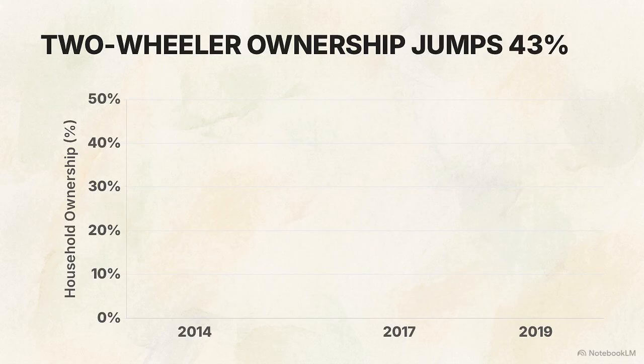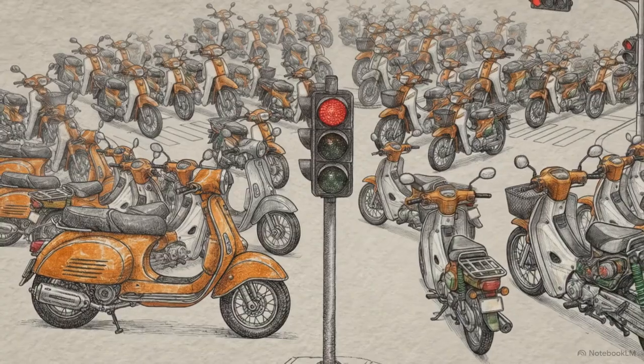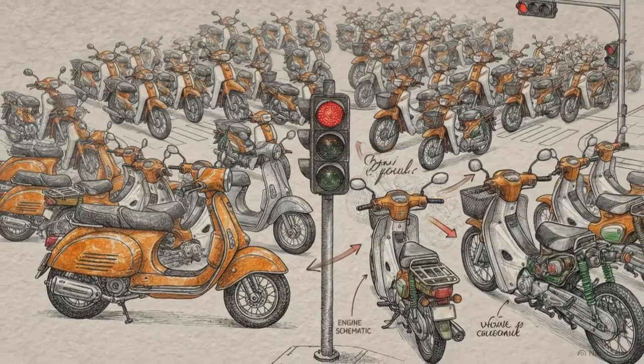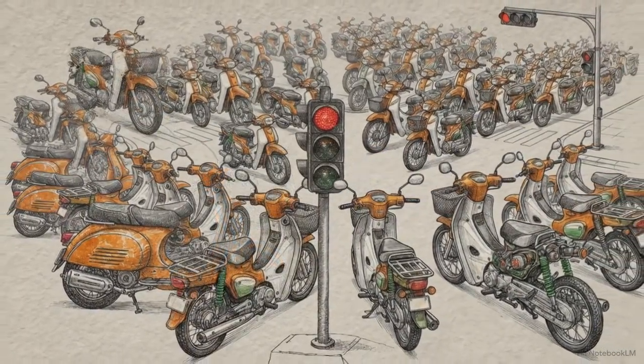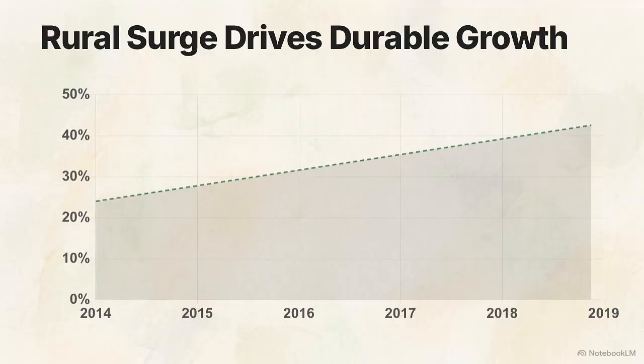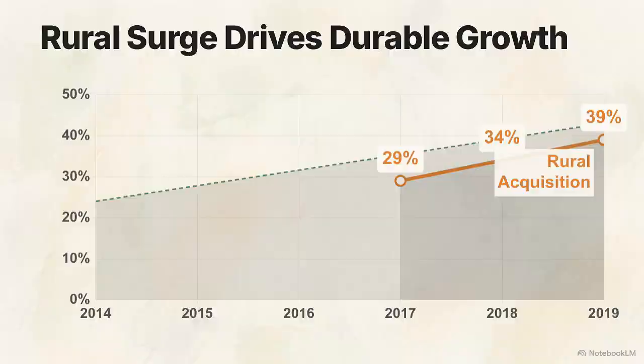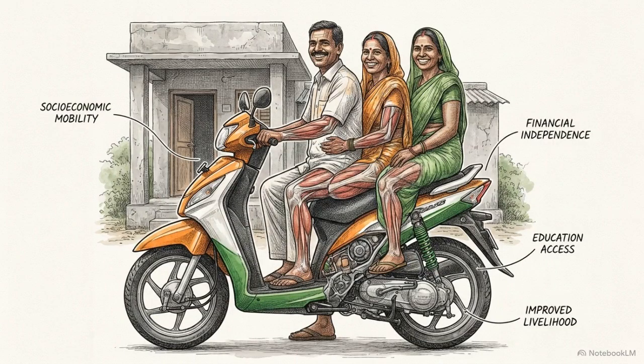While appliances optimize the inside of the home, consumers were also spending heavily to secure external economic mobility. Nationwide two-wheeler ownership grew significantly over the 5-year survey period, jumping from 24% to 43%. But the national averages hide the true engine of this growth. Urban adoption remained relatively stable, hovering around a high existing baseline. The primary driver was rural acquisition, with rural two-wheeler ownership surging from 29% to 39% in just the final 2 years of the survey. The aggressive accumulation of these vehicles and appliances transitioned these families into the NCCS ABC categories, marking a clear departure from subsistence living.